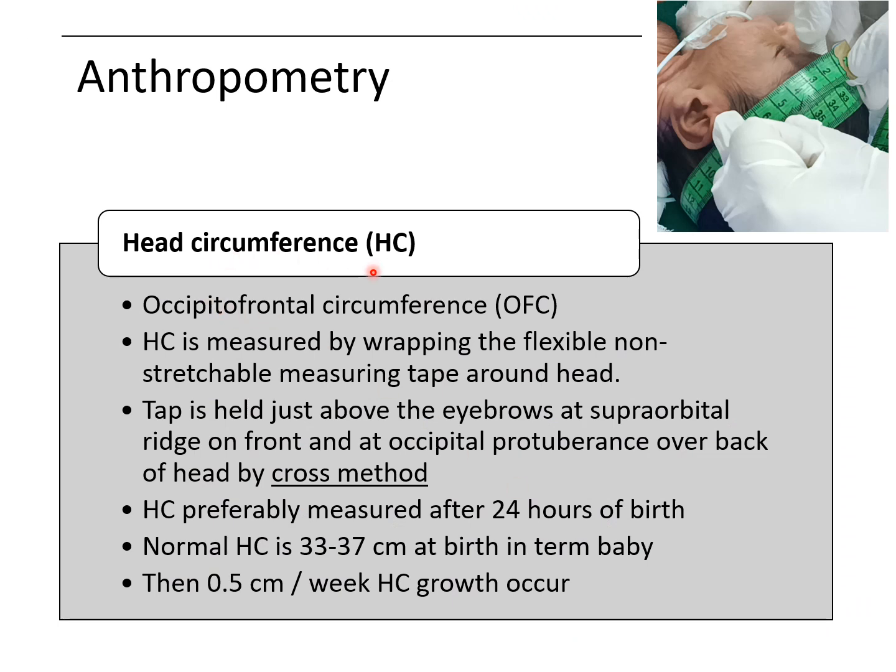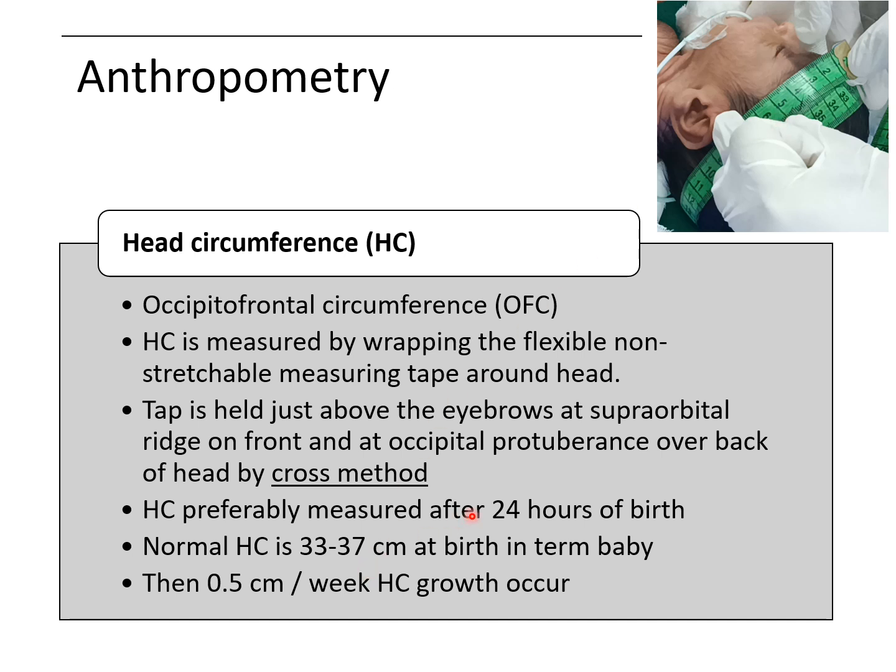For head circumference, we should use a flexible non-stretchable measuring tape. Head circumference is also known as occipitofrontal circumference, and here in this image you can see in front we have to keep the measuring tape over the supraorbital ridge just above the eyebrows and over the back at the level of occipital protuberance. It is the most prominent part of occipital bone, and tape should be above the ear, and use the cross method to measure the head circumference.